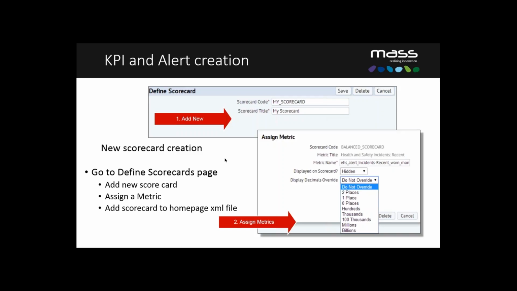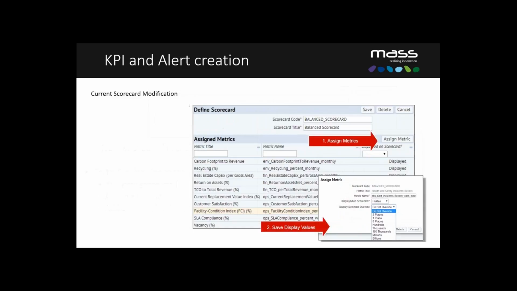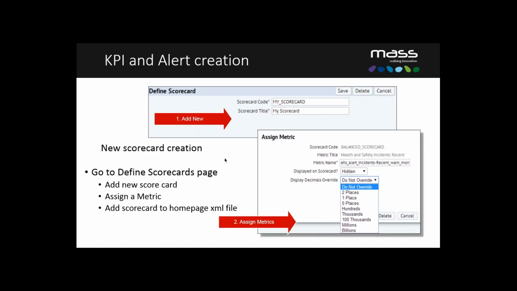At first it will be completely blank. You want to actually just click assign metric, select the metric name, assuming you know what you actually want to use, display on scorecard, make it shown, not hidden, otherwise it won't be on there. And then you want to decide what level of decimal value you want to assign to this metric and the values shown, the data shown on the scorecard.